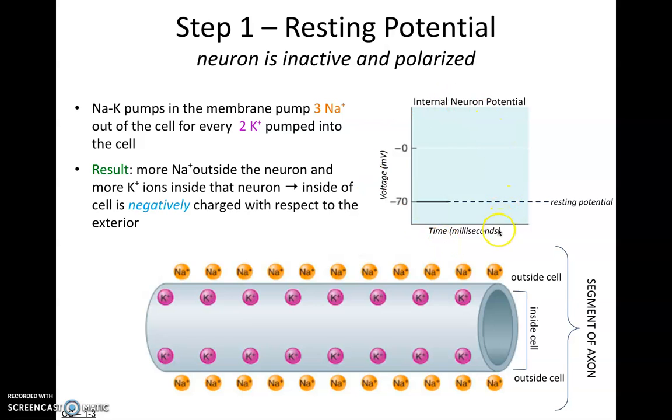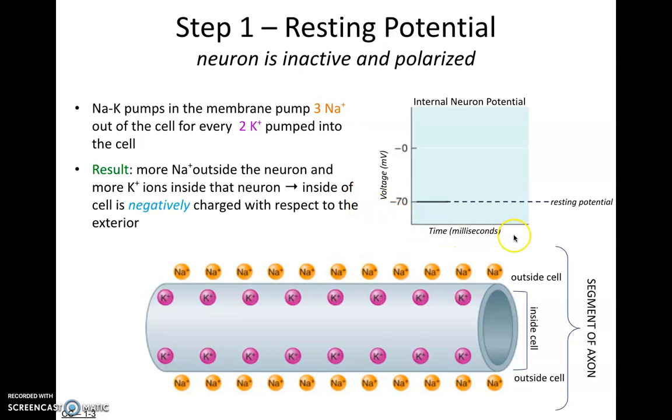You're going to see this graph. So we're talking about the internal neuron potential. So we're measuring this in millivolts. It's a voltage. So here's -70. That's a general measurement or average measurement of the resting potential inside of a neuron. And when I say it's at rest, it's inactive. It's not transmitting an impulse.